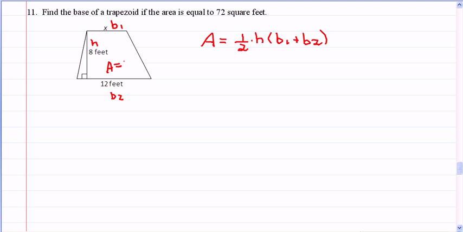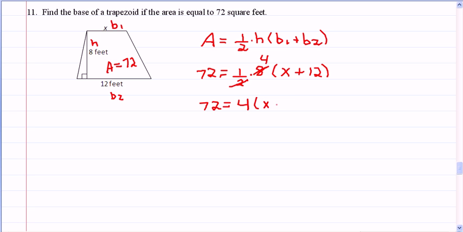area of 72. So I take 72, substitute it in for a. My height is equal to 8. Base 1 is what we're finding, and base 2 is equal to 12. So I'm going to start by reducing this 2 and 8 and just make it a 4, so that I have 72 is equal to 4 times x plus 12.